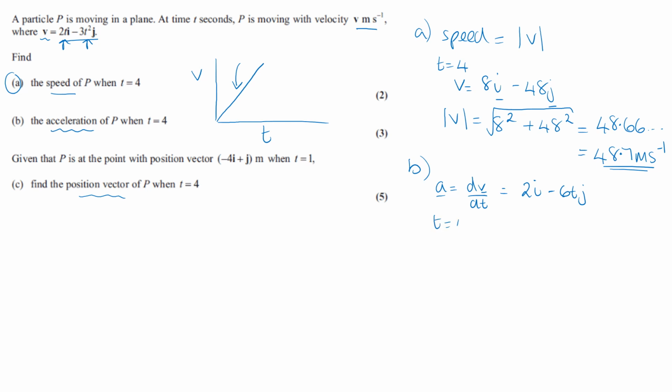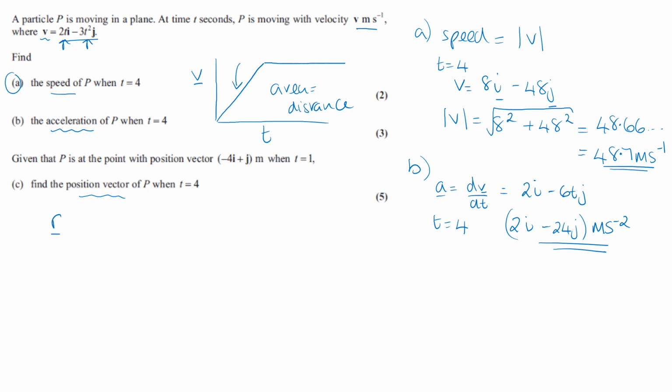Now when t is equal to 4, we just sub that in, you're going to get 2i minus 24j, and that will be meters per second squared for acceleration. Now in part C, we are going to be integrating, and we just go back to our velocity time graph. When acceleration is constant and we've got this type of graph, then it's the area that's equal to the distance. But because we've got our variable velocity, now we're going to have to integrate to find that area.